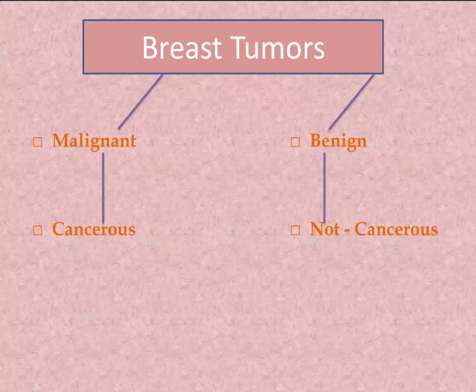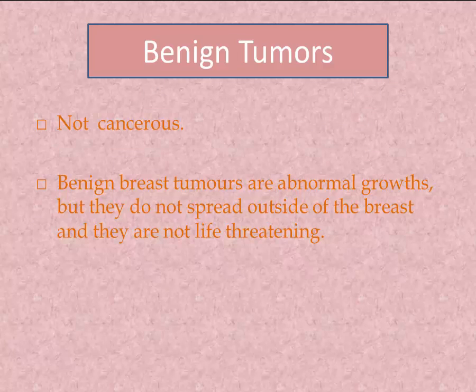Breast tumors. Malignant, which is cancerous. Benign, which is not cancerous. Benign breast tumors are abnormal growths, but they do not spread outside of the breast and they are not life-threatening.